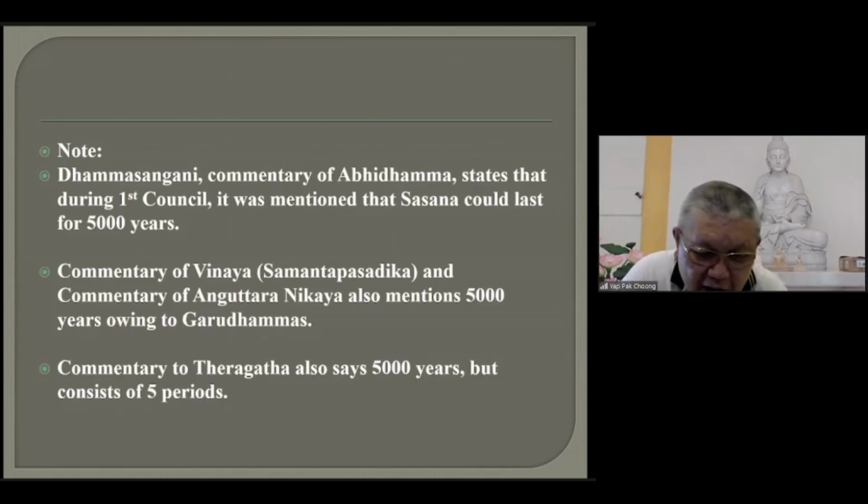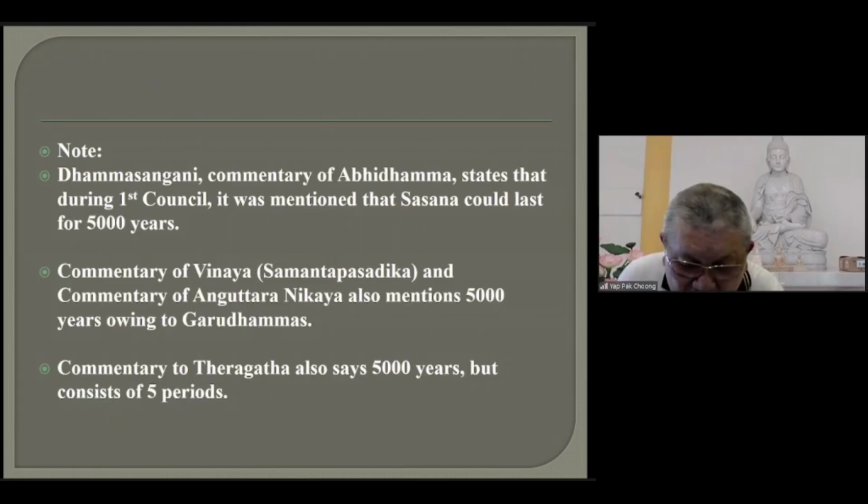Then the next commentary, the Vinaya commentary, Samantapasadika. In this commentary it's mentioned that 5,000 years was reduced to 2005 because of the establishment of the women's Bhikkhuni order. You see, not only in this commentary, most of the commentaries, of the Theragatha, the commentary of the Anguttara Nikaya, also mention 5,000 years.